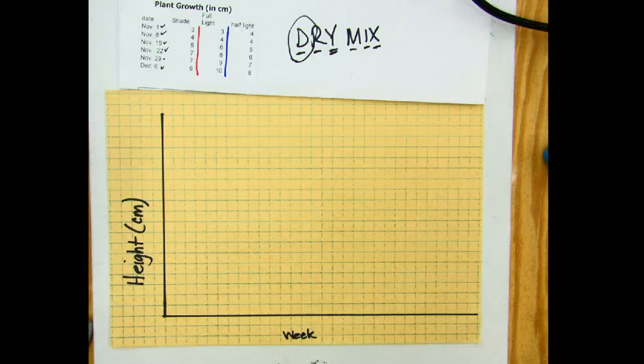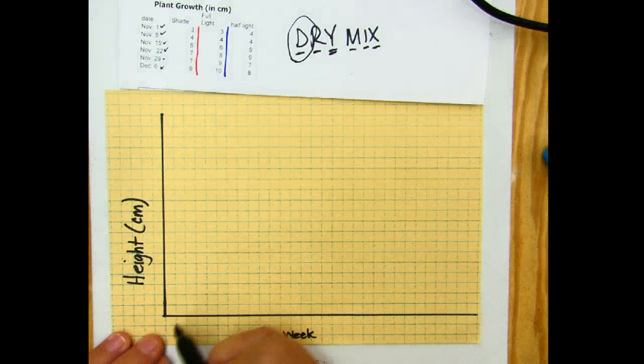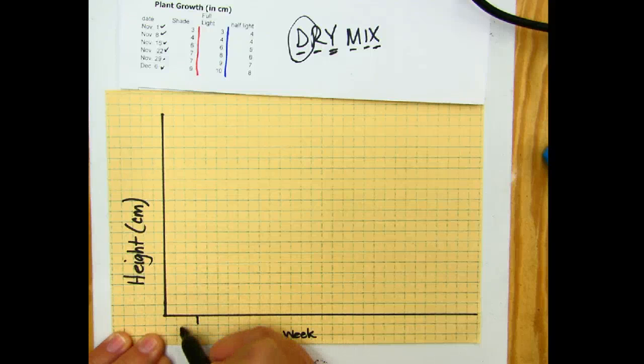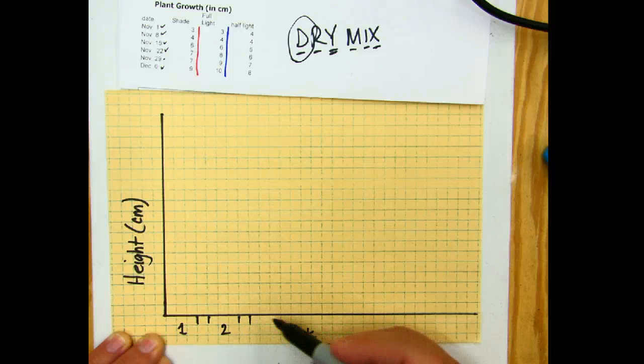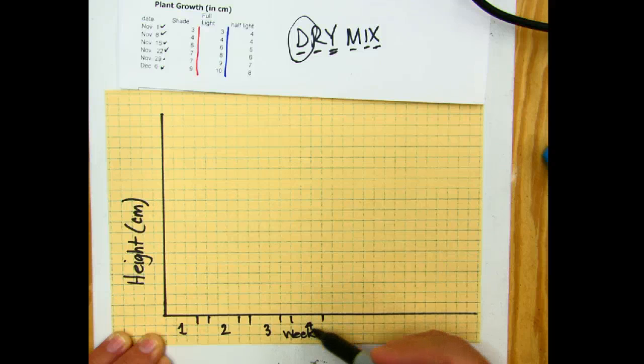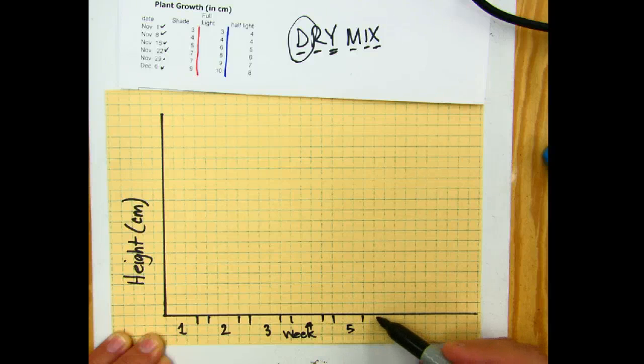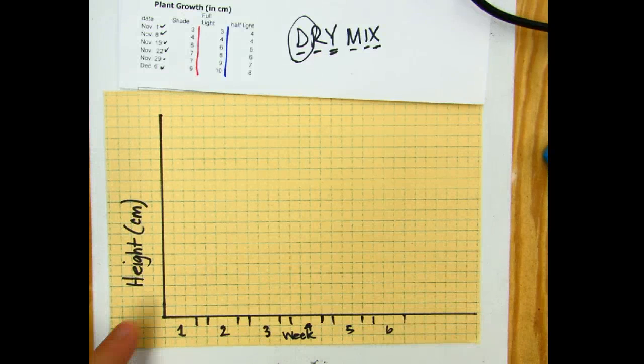So let's move on, and we'll say week 1 is here. Week 1, and that would be each of the 3 data points. And then skip a line, and we're going to put week 2, skip a space, week 3, skip a space, week 4, skip a space, week 5, skip a space, and week 6. Okay? So we're going to put our height over on the y-axis, because that's the dependent or responding variable.